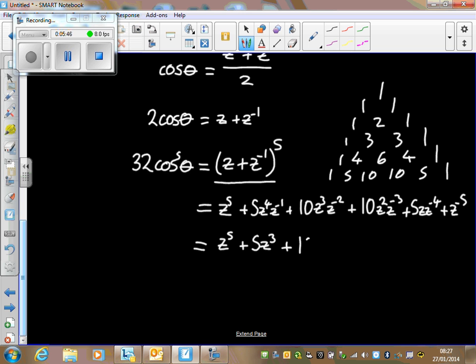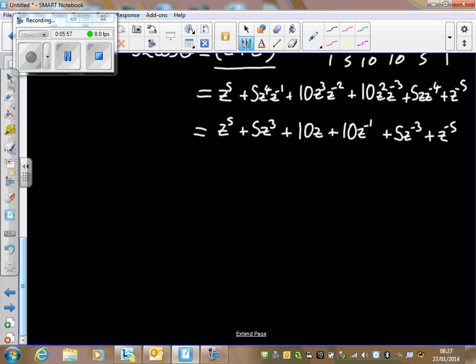it. Now, we can simplify this. z to the 5 plus 5 lots of z cubed, plus 10 lots of z, plus 10 lots of z to the minus 1, plus 5 lots of z to the minus 3, plus z to the minus 5. Okay? Now this is lovely.